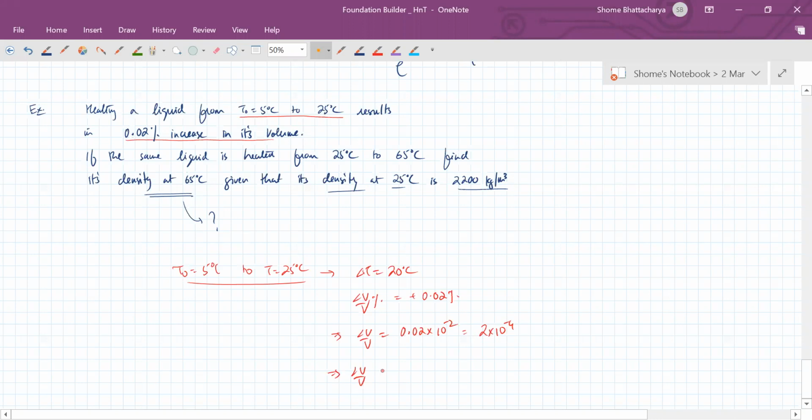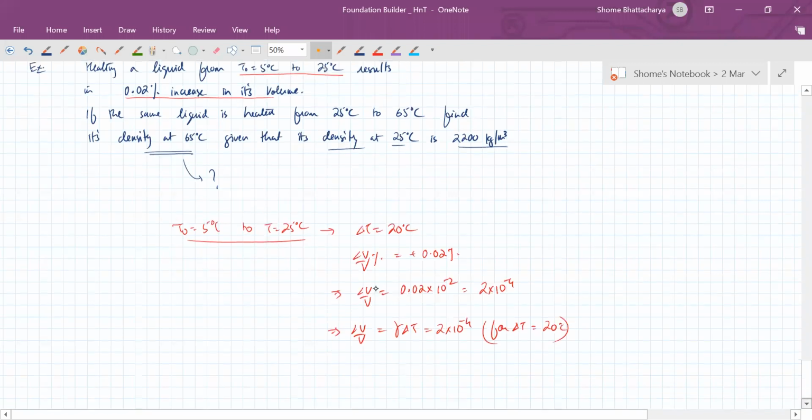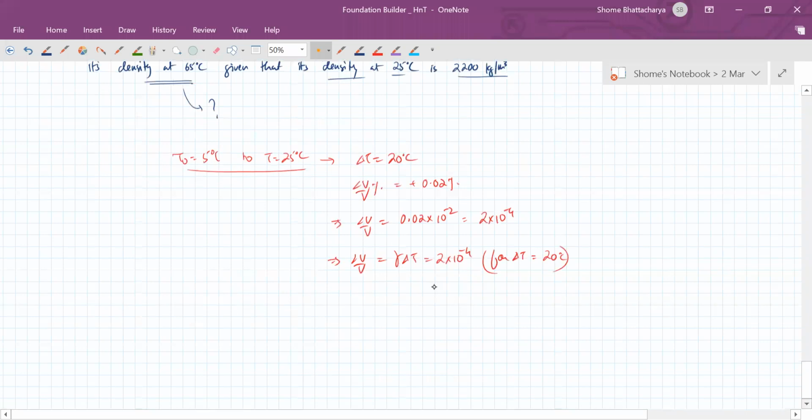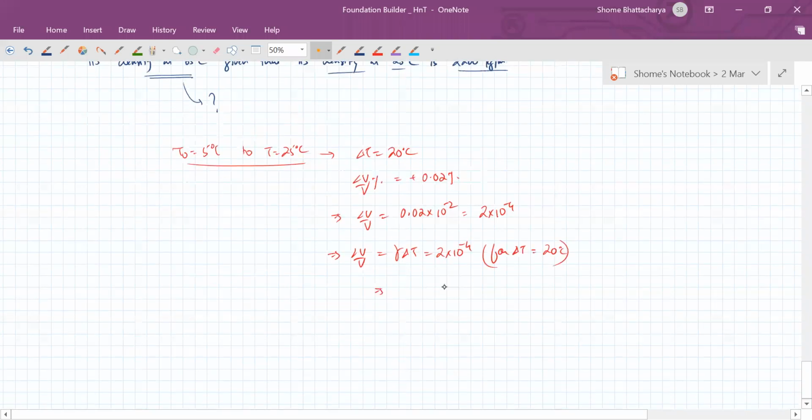So gamma delta T is 2 into 10 raised to the power minus 4 for delta T to be 20. So that means gamma's value is 1 into 10 raised to the power minus 5 per degree C. This is the information we needed. Now we will substitute the value of gamma from here into our equation for density, which we've written above.